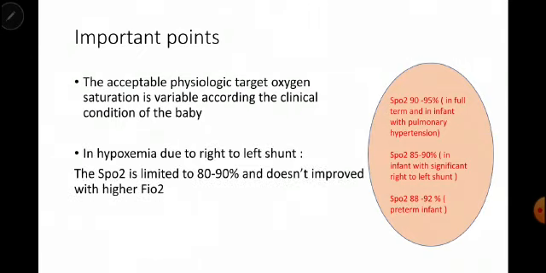So in hypoxemia due to right to left shunt, the autosat is limited to 80 to 90% and does not improve with higher FiO2, and we don't need to increase the FiO2 as the autosat will not improve more than 90% in babies with significant right to left shunt.